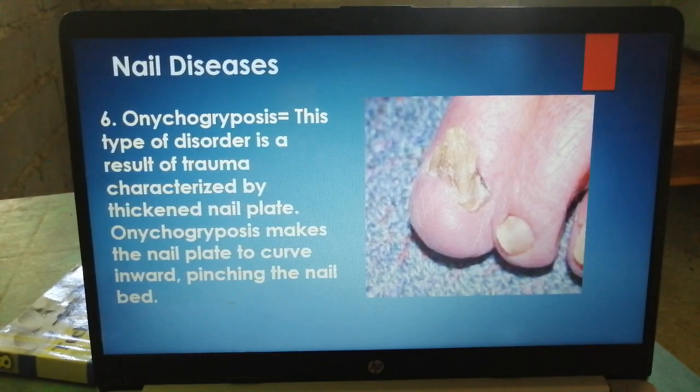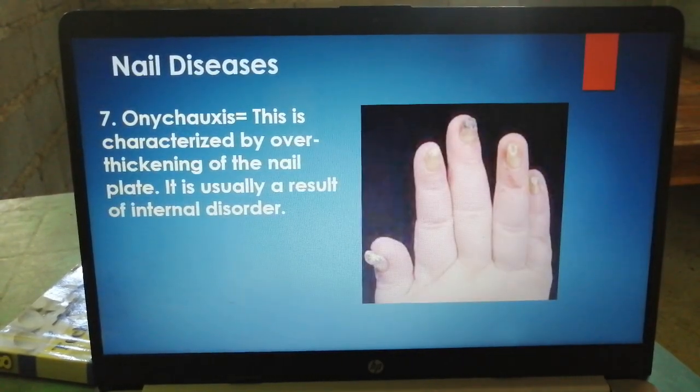Then next is onychogryposis. Onychogryposis, this type of disorder is a result of trauma characterized by a thickened nail plate. Onychogryposis makes the nail plate curve inward, pinching the nail bed. Then next is onychosis. This is characterized by over-thickening of the nail plate. This is usually a result of an internal disorder.